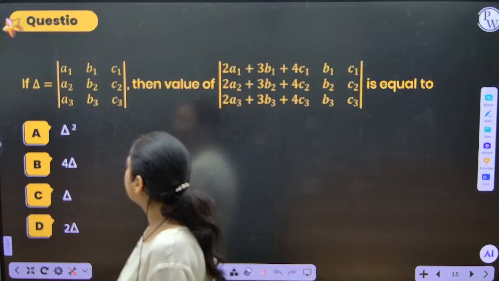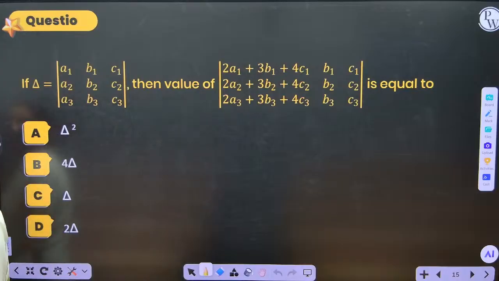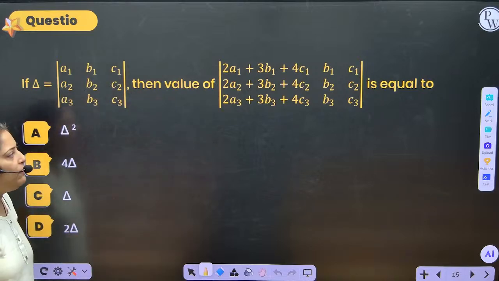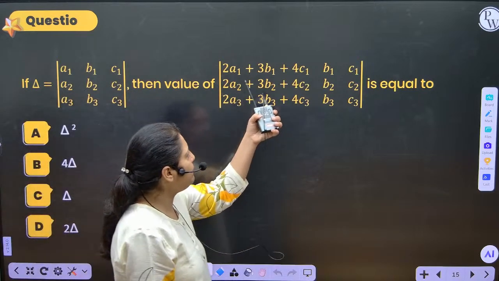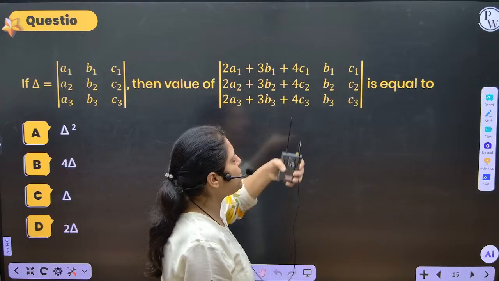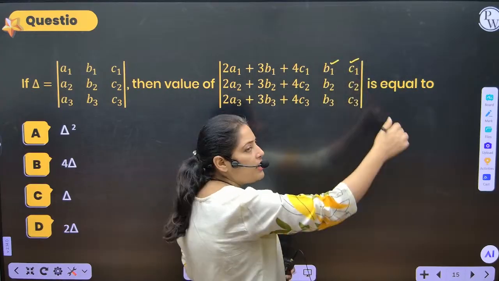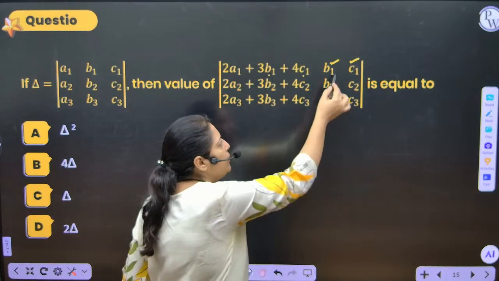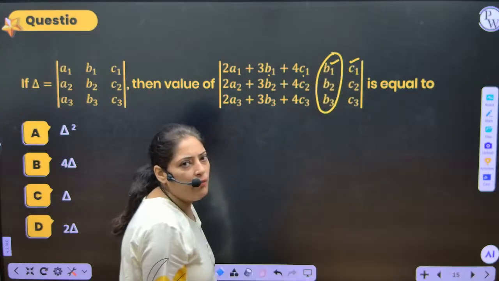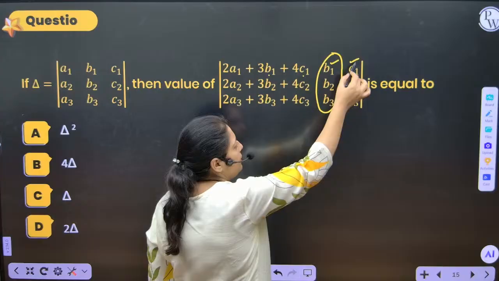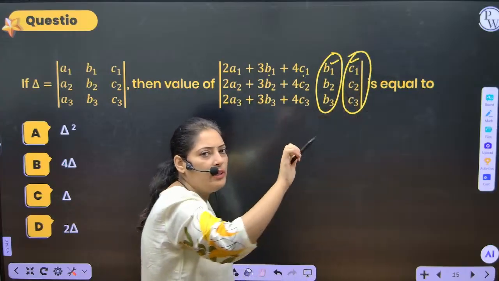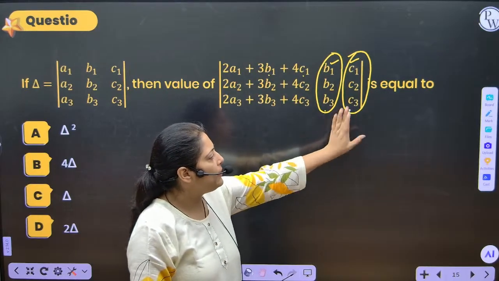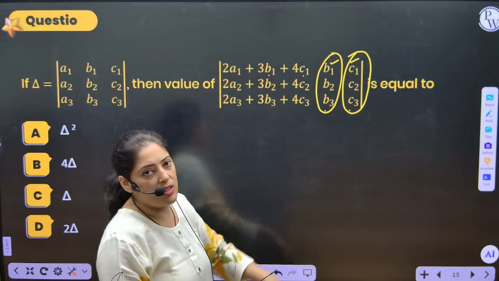Do this question. If delta equals the determinant A1, B1, C1, A2, B2, C2, A3, B3, C3, then we have to find the value of the determinant with first column 2A1 plus 3B1 plus 4C1. Now see, B1 and C1 are here also, and here it is thrice B1, 4 times C1. What I can do is multiply column 2 with 3 and column 3 with 4 and subtract them here.